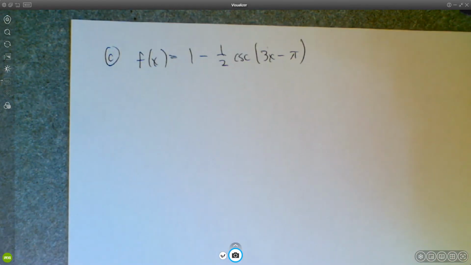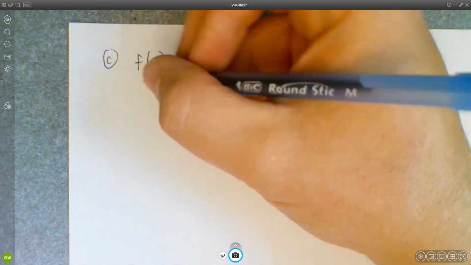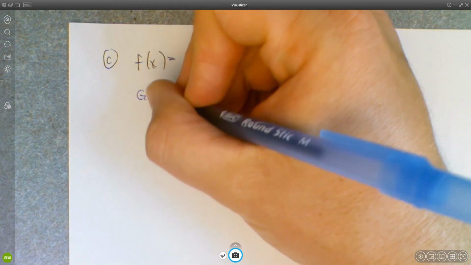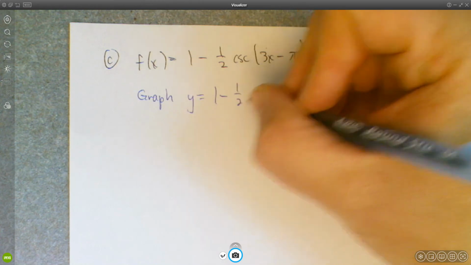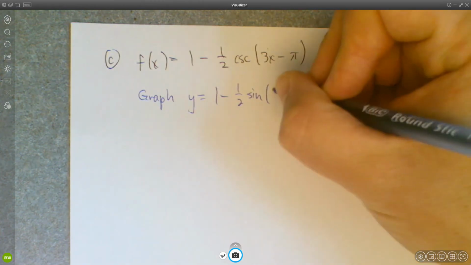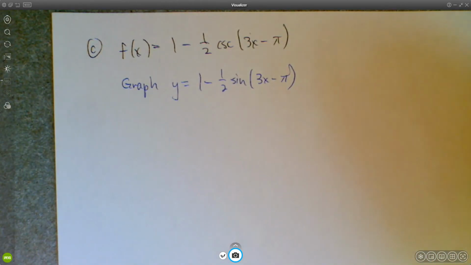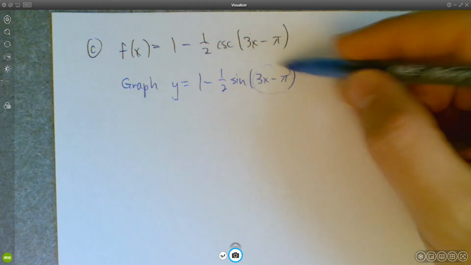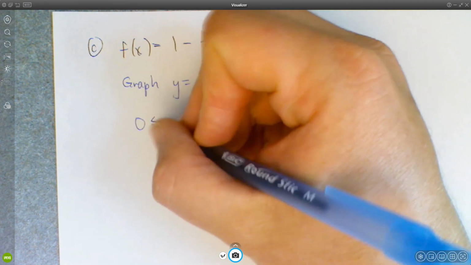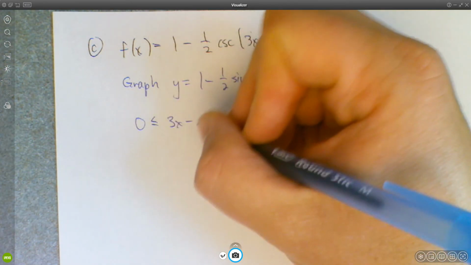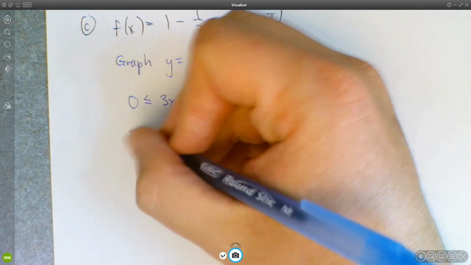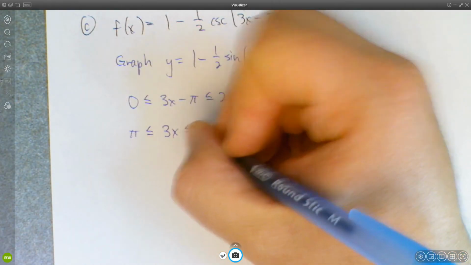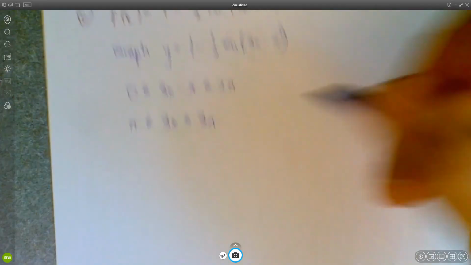But I'm going to do this the same way that I did the previous one, right? So what I'm going to do is graph y equals 1 minus 1/2 sine of 3x minus pi. And to do that, I'm going to trap the argument between 0 and 2 pi, and then solve for x. So I would add pi and then divide by 3.